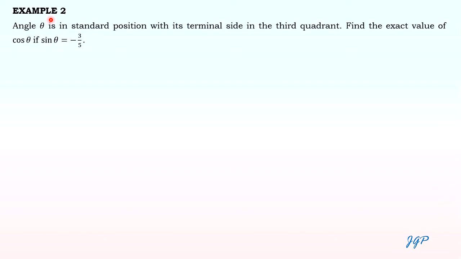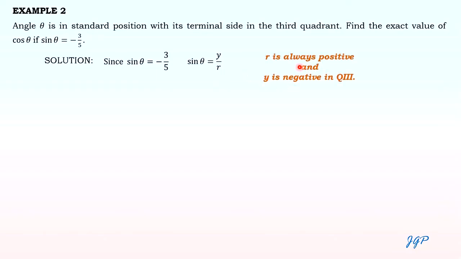Let's have example number 2. Angle theta is in standard position with its terminal side in the third quadrant. Find the exact value of cosine theta if sine theta is equal to negative 3/5. For the solution of this problem, since we are given sine theta is equal to negative 3/5 and we know that sine theta is the value of y over r. Again, r should be positive, and since our theta is in the third quadrant, your y should be negative.